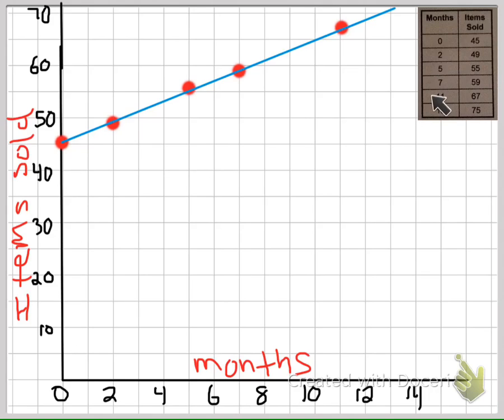So I'm counting 5, 10, 15, 20, and so on. So when I go to plot my points at 0, 45, and then at 2, up to 49, and then it skips to at 5 to 55, and up. Okay, so make sure you have all of these parts, that you labeled your axes, items sold in months, that you have your axes in the right place. This is X, this is Y.